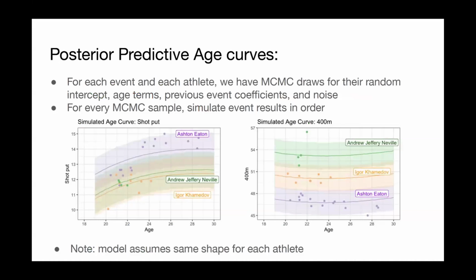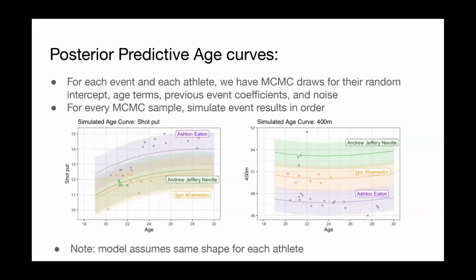Here I've plotted the age curves for shot put and the 400-meter for selected athletes. These are posterior predictive intervals, and they capture uncertainty from both parameter estimation as well as uncertainty from the actual event performances. We note that they capture the actual observed shot puts and 400 meters quite well, and we see some benefits in predicting each event individually, right?